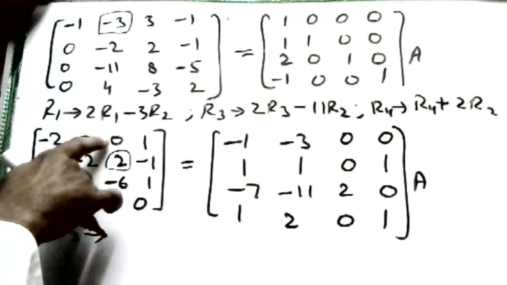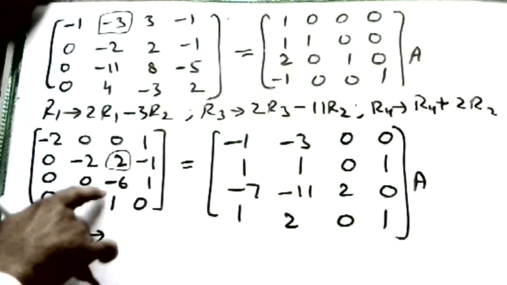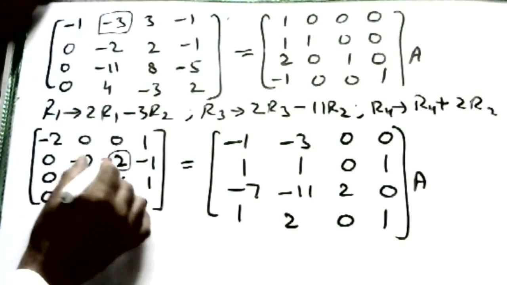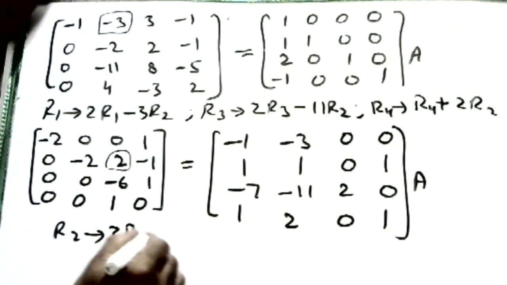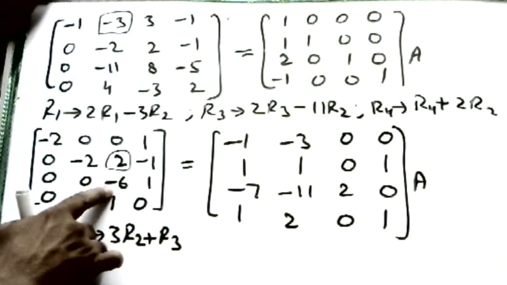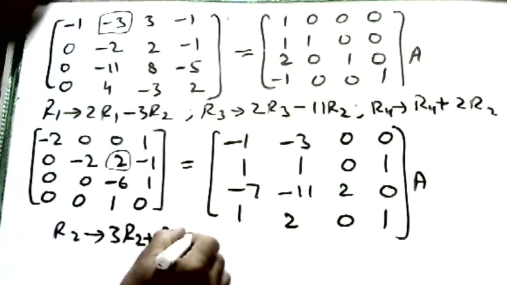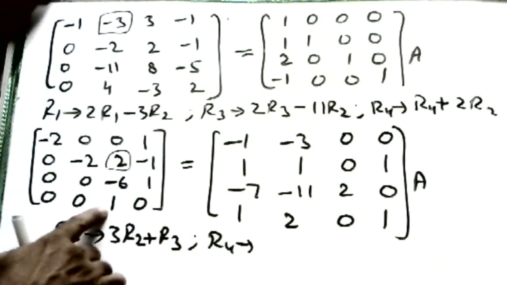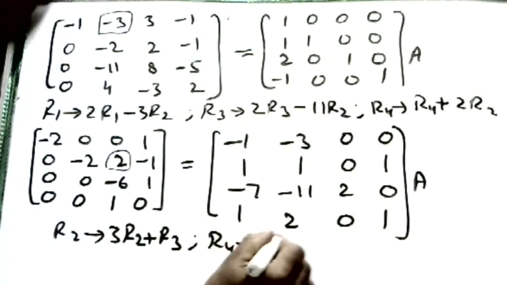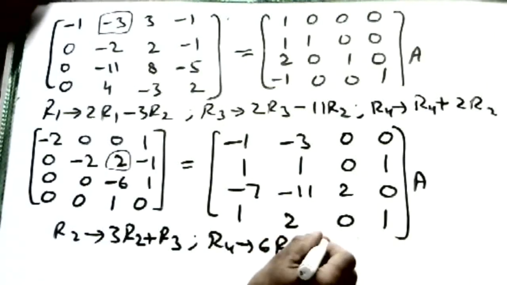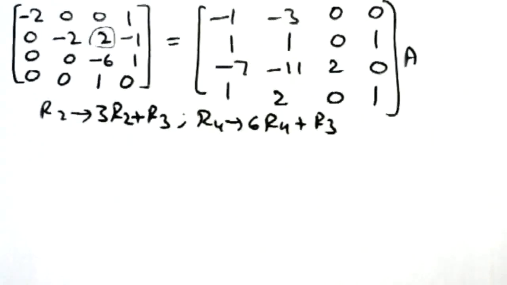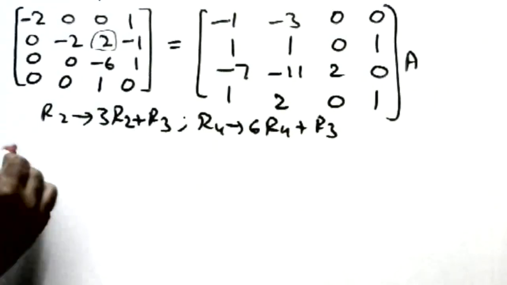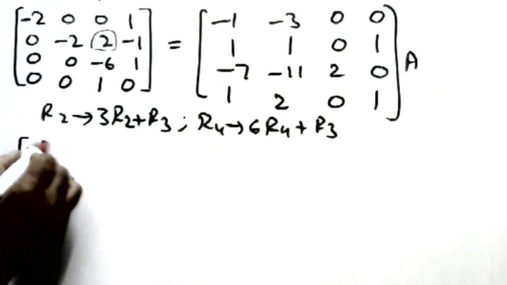To make these 3 zeros, we use R3. So R2 implies, multiply with 3. 3 R2, 3 2s are 6, plus R3, because it's already minus now. Now R4 implies, multiply with 6. 6 R4 plus R3. So let me change this one. Okay. Now I'm writing here.